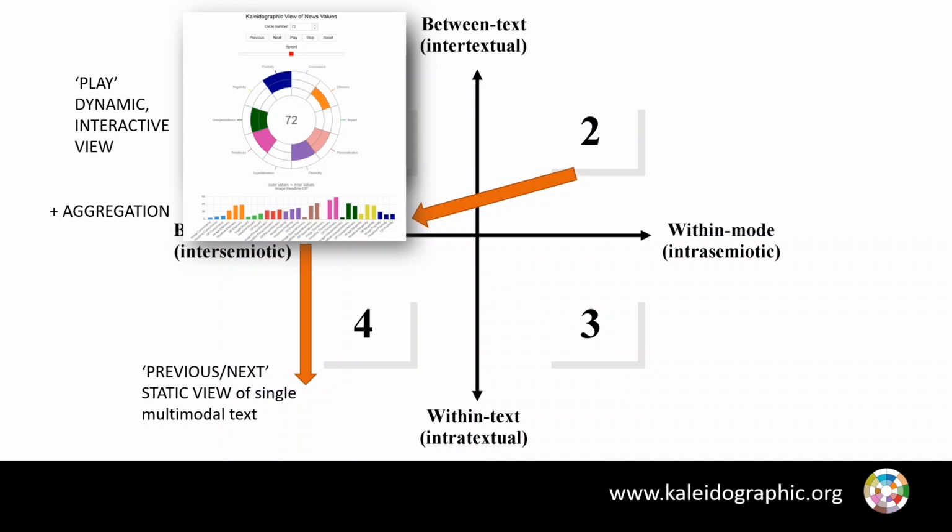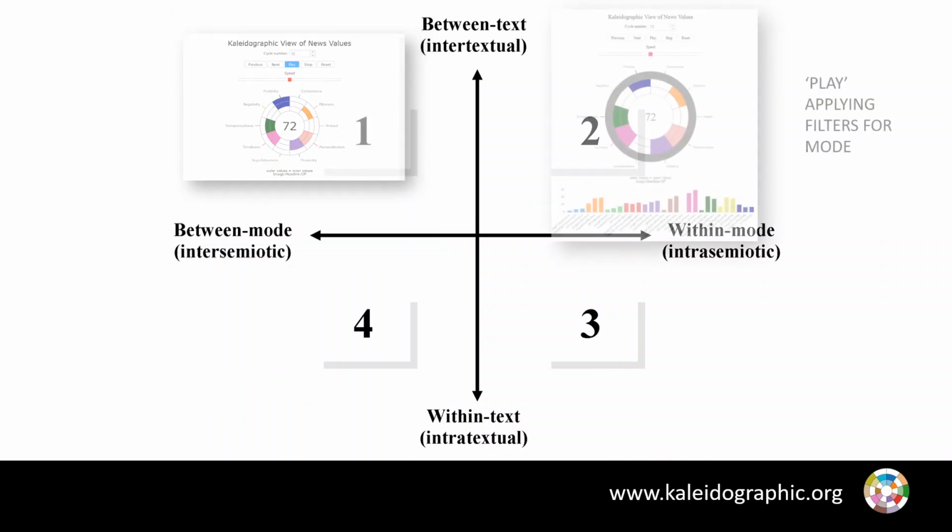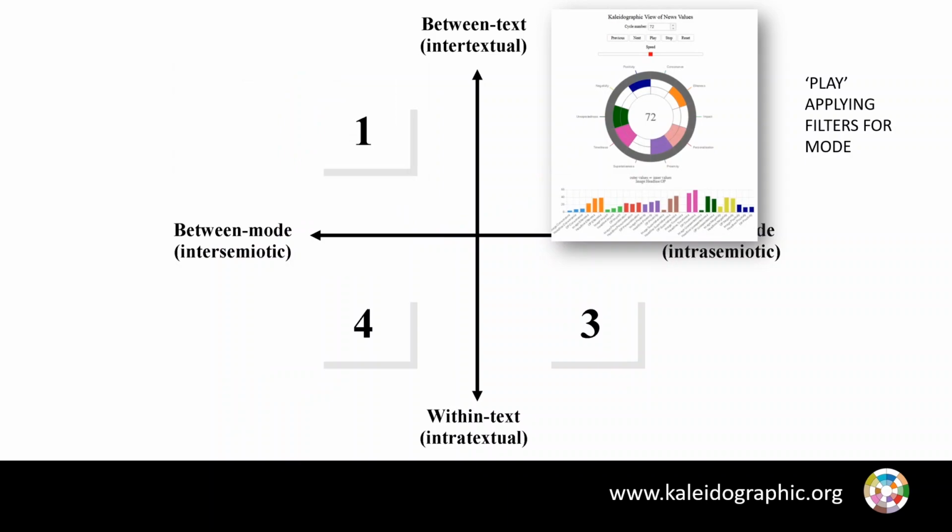Using various functionalities of the data visualization tool, which is explained in the next video, we can apply a filter to our final visualization. And here what I've done is I have filtered for mode. So I have eliminated the analysis of image here. So what we are looking at now is only the results of analysis of the verbal text, the headline and the opening paragraph. So we are back looking within mode.